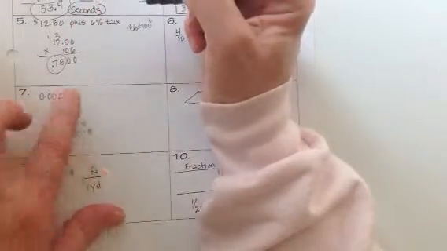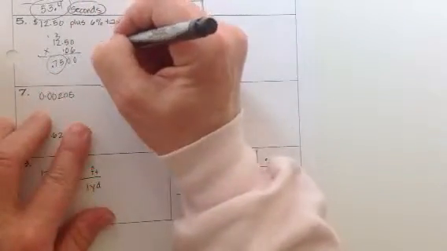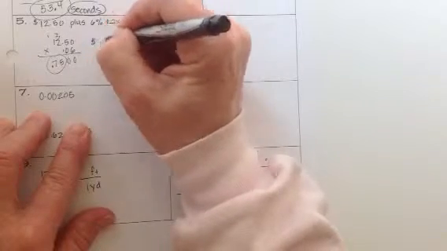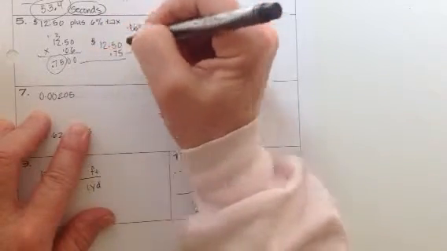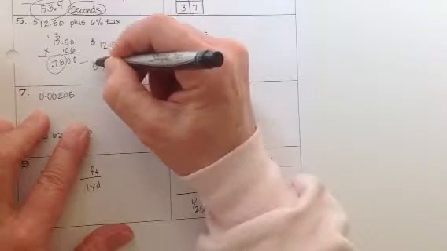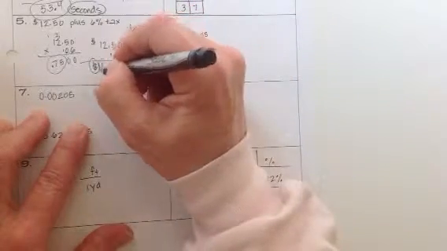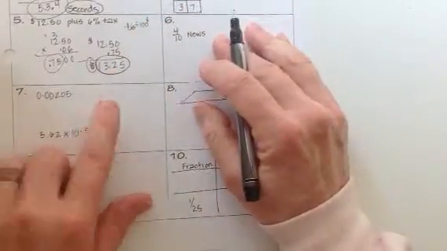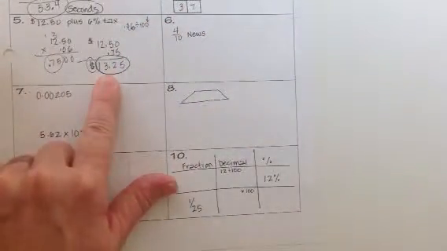So 75 cents, not my answer. 12.50 plus 75 cents will be my answer. So my $12.50 item with the tax costs $13.25.